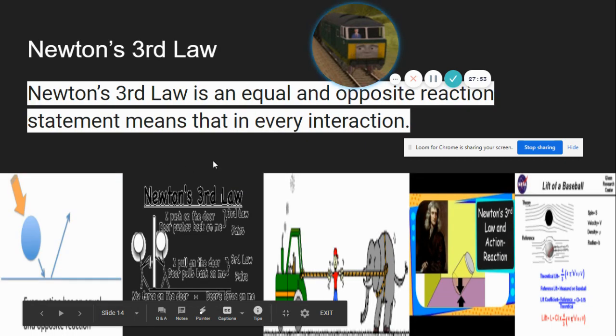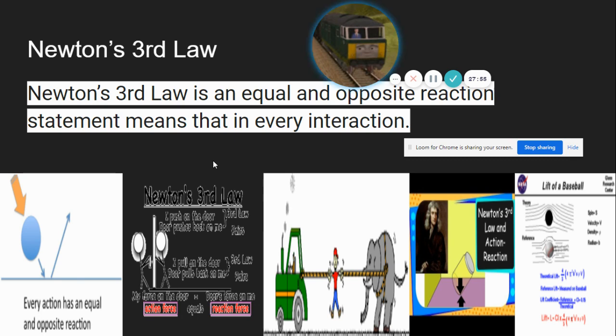Let's talk about Newton's third law. Back a long time ago, back in third grade, I learned about Newton's laws.